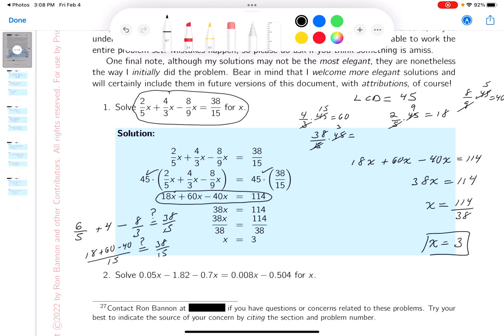Well, again, these numbers look sort of familiar to me, don't they? And what do you get? 38/15. It works beautifully. So this not only was an easy problem to solve, it was a fairly easy one to check. All right, that's number 1.